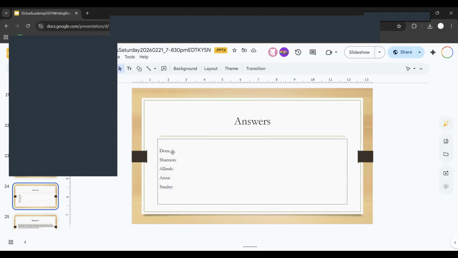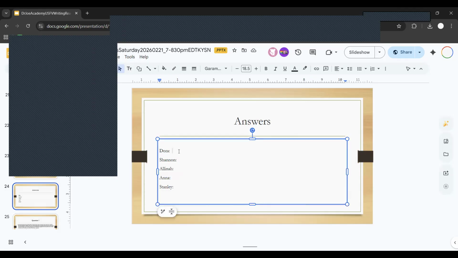Okay, the correct answer for this would be D. So let's go over why it would be D instead.